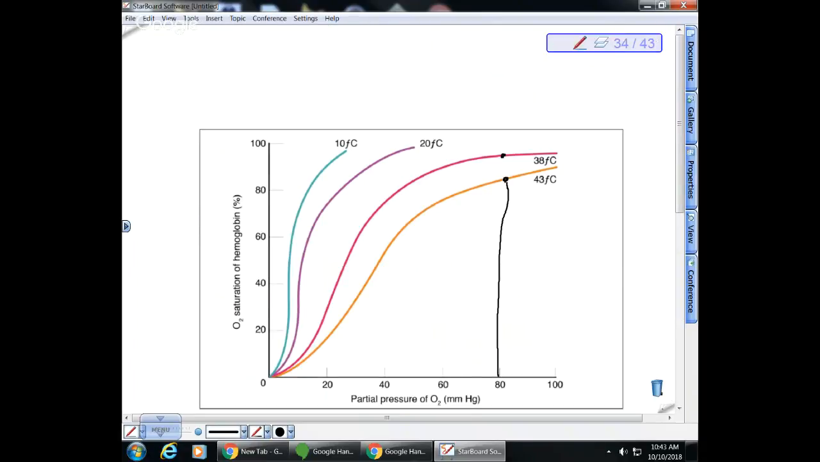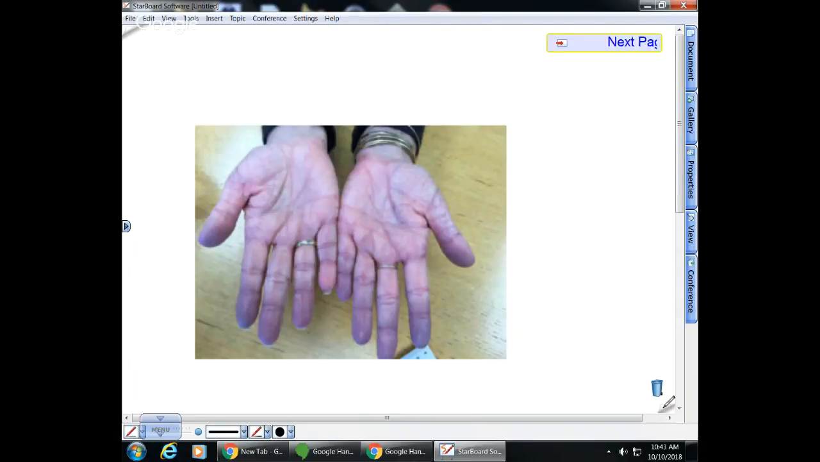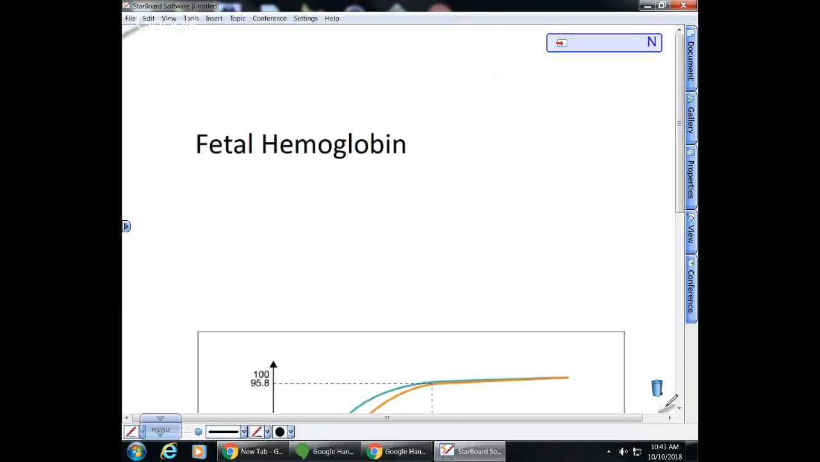Okay, so we also have to transport not just oxygen. Oh, this is an example of cyanosis. So that would be peripheral cyanosis, where they have low oxygen concentration, low saturation in their peripheral systems.